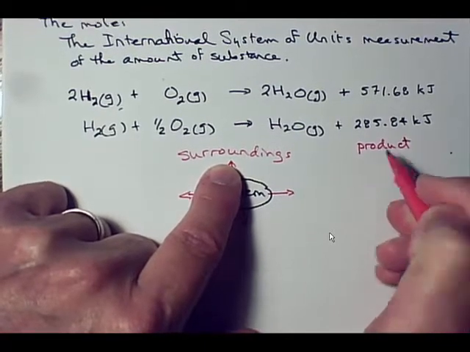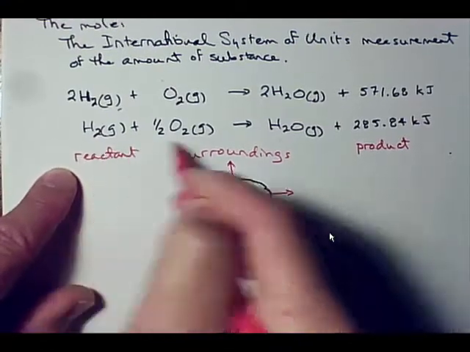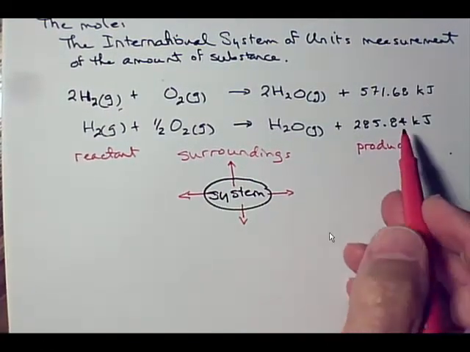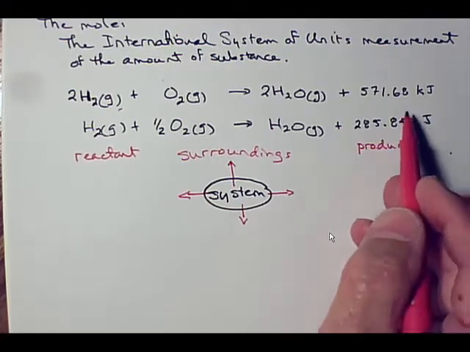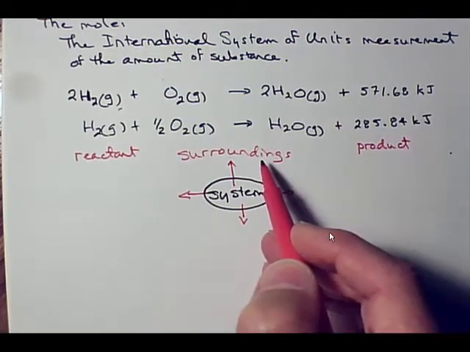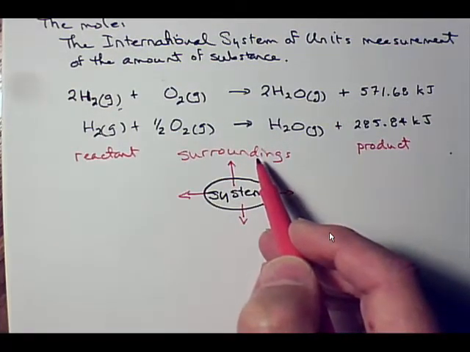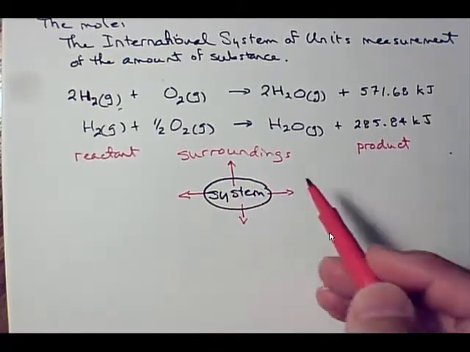Anything on the right-hand side is a product. Anything on the left-hand side is a reactant. So when we write an equation like this, this energy is a product. And the thing you've got to remember is that when we write the energy in the equation like this, it's a product delivered to the surroundings. Okay? Because you can't measure the energy in the system itself. You've got to move it to the surroundings to even know it's there. Yes?